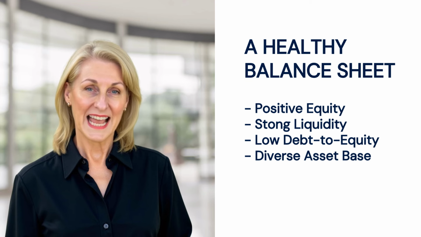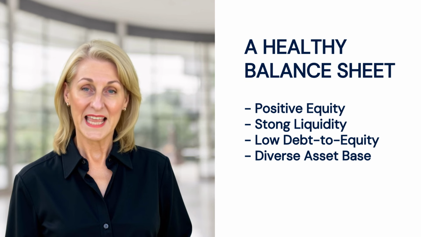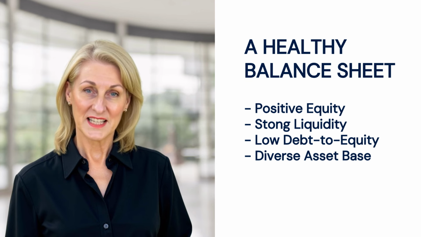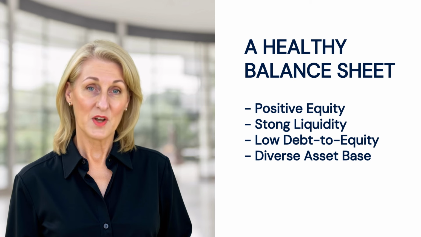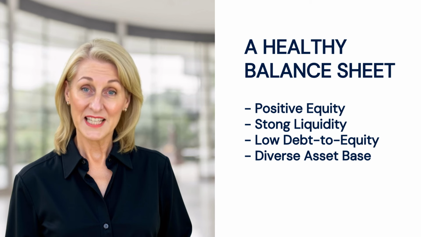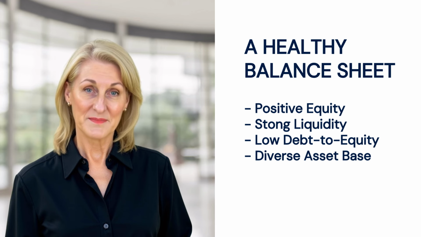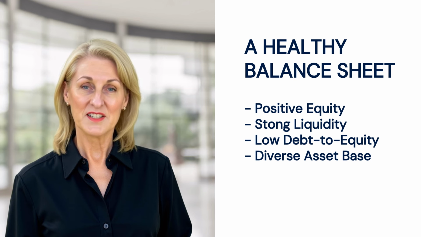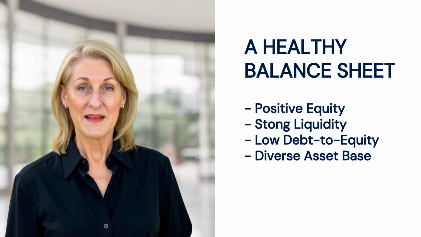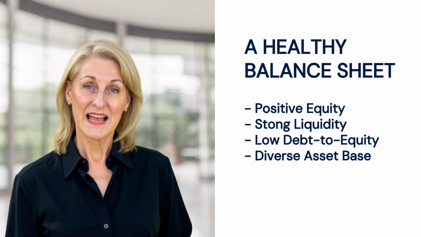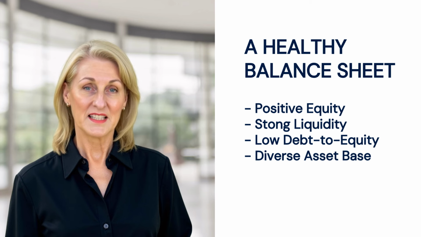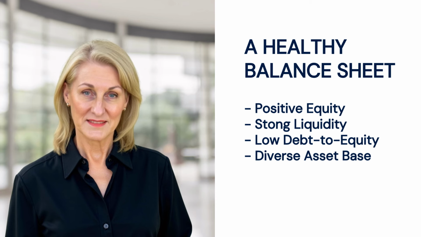Now, what makes a healthy balance sheet? Here are a few key indicators. 1. Positive equity that increases each year. Assets should be greater than liabilities, meaning your business has value after all debts are paid. For example, if your assets total $280,000 and liabilities are $129,000, your equity is $151,000. That is a strong position.